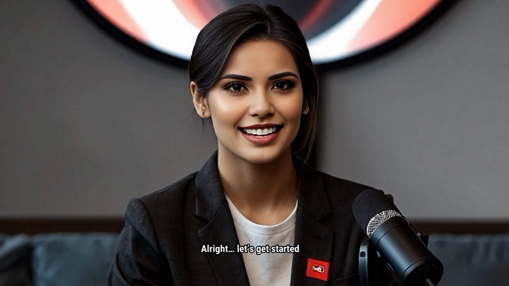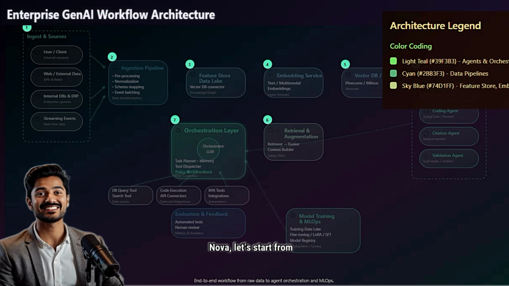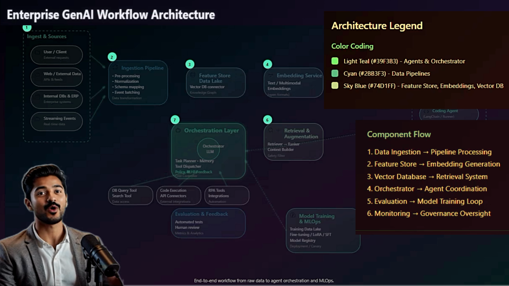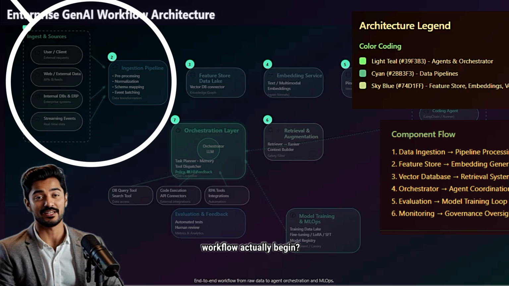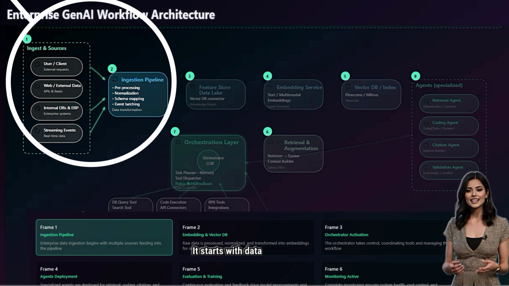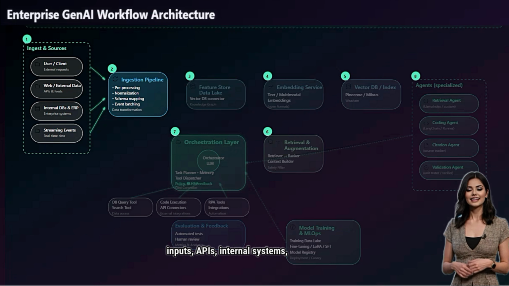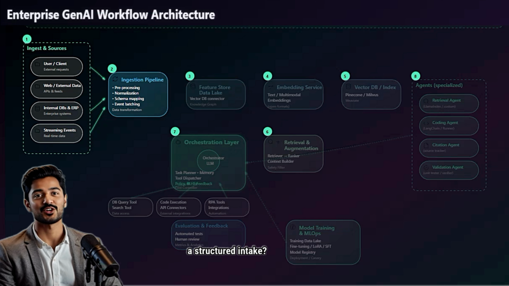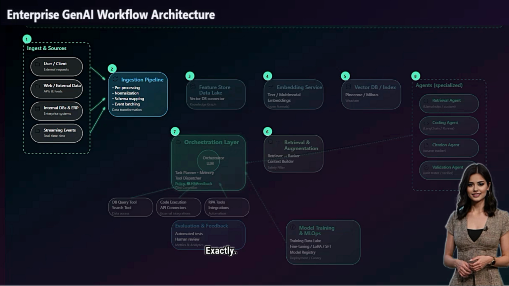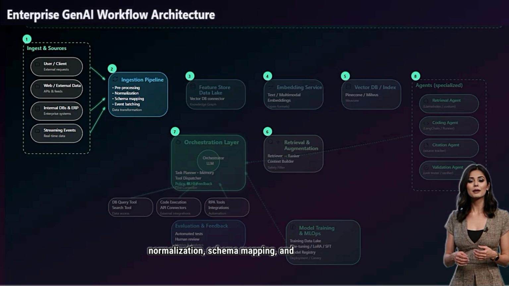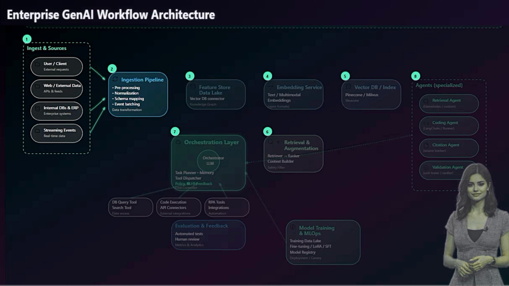Alright, let's get started. Nova, let's start from the very beginning. Where does this GenAI workflow actually begin? It starts with data ingestion. Multiple sources, user inputs, APIs, internal systems, and streaming events all feed into the pipeline. So everything enters through a structured intake? Exactly. The pipeline handles pre-processing, normalization, schema mapping, and batching, making raw data usable for AI systems.